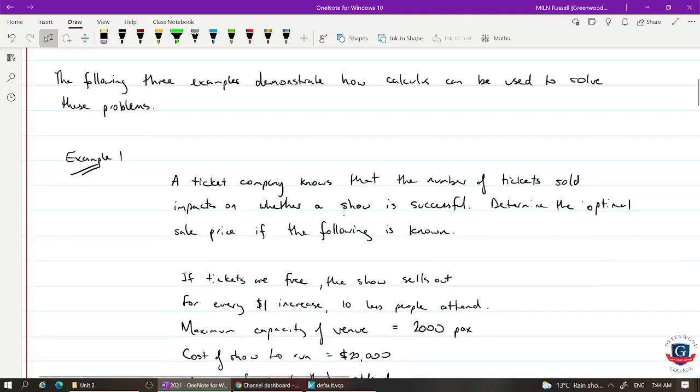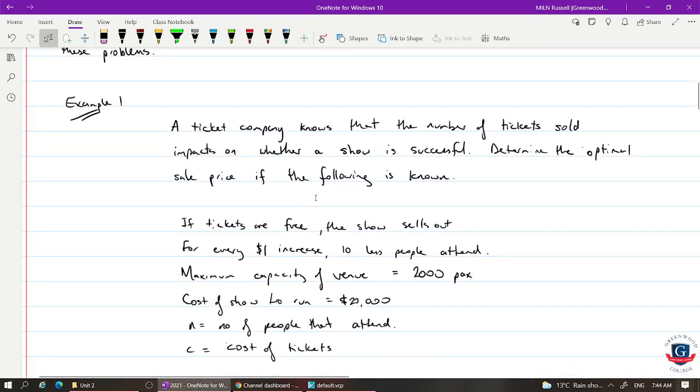So here's example 1. That's going to be a finance problem. A ticket company knows that the number of tickets sold impacts on whether a show is successful. Determine the optimal sale price if the following is known. If tickets are free, the show sells out, but they make no money. In fact, they'll make a loss. For every $1 increase in ticket price, 10 less people attend. Now, the maximum capacity of the venue is 2,000 people, and the cost of the show running is $20,000.